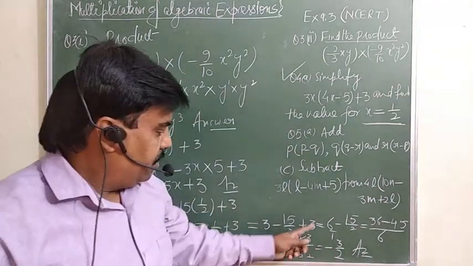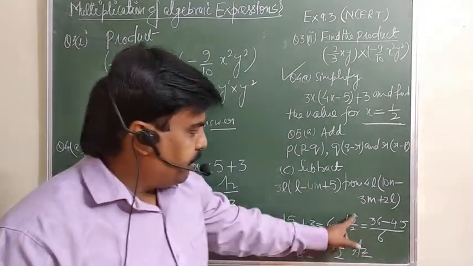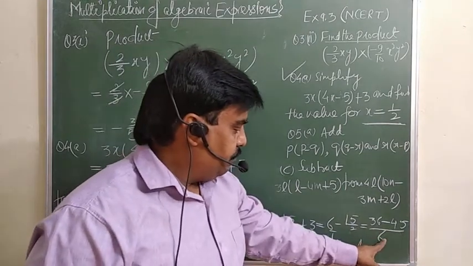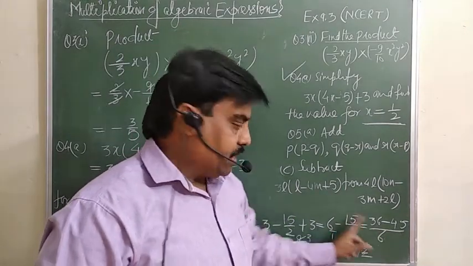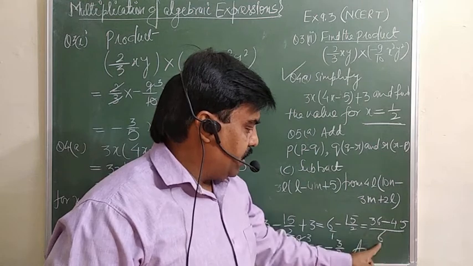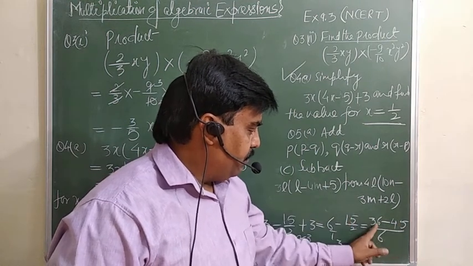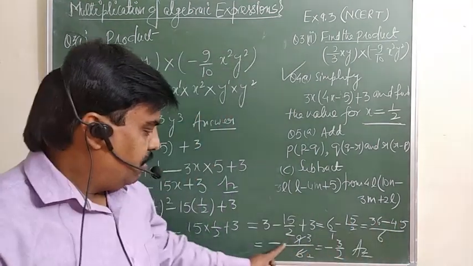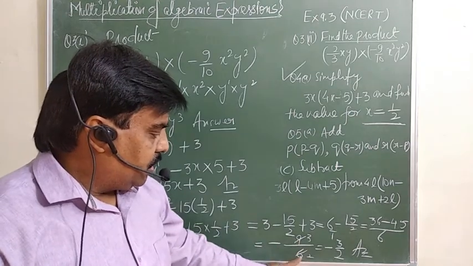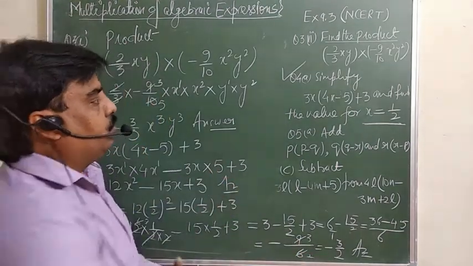What to do here? Here 3 and 3 is 6, minus 15 by 2 remains as it is. Take the LCM, 6. 1 into 6 is 6, 6 into 6 is 36, minus 2 into 3 is 6, 3 into 15 is 45. You will get here minus 9 over 6. That is 3 threes, 3 twos, so minus 3 over 2 is there. So you can do this.